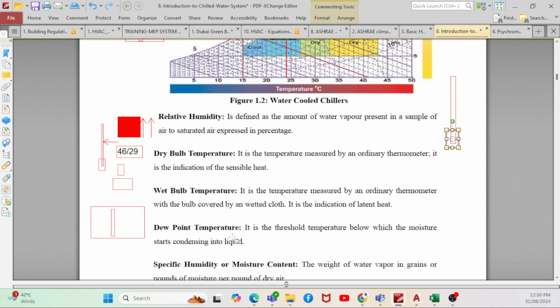The dew point temperature is the temperature below which the moisture starts condensing into liquid.